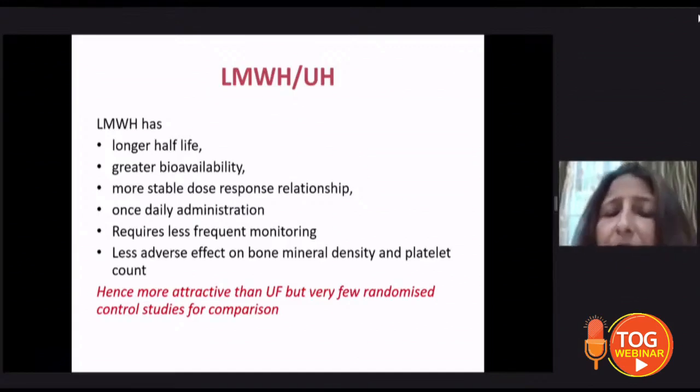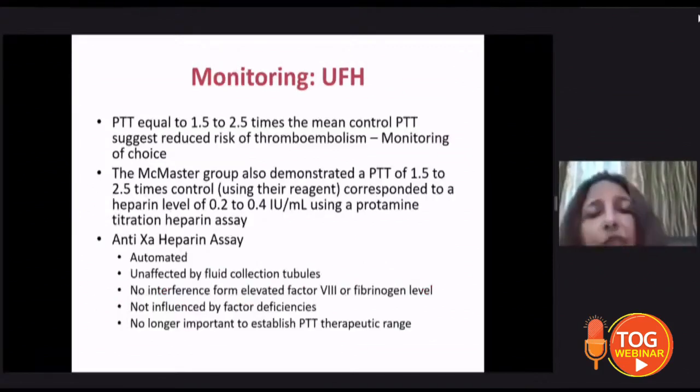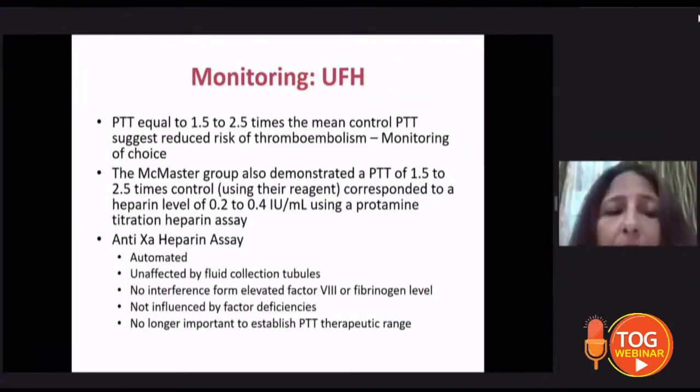But there have been very few randomized controlled studies comparing the results of low molecular weight heparin versus unfractionated heparin. And for monitoring of unfractionated heparin, the APTT should be equal to 1.5 to 2.5 times the mean control PTT. It suggests a reduced risk of thrombolysis. So monitoring is of choice.